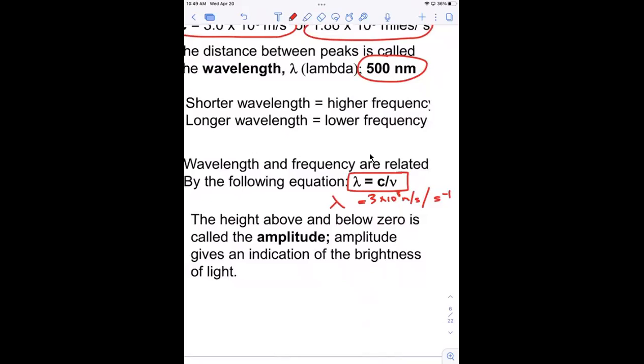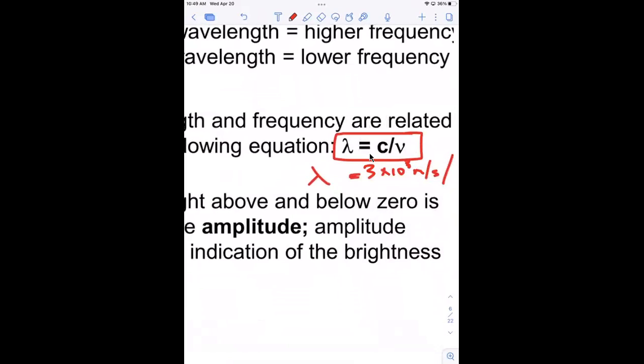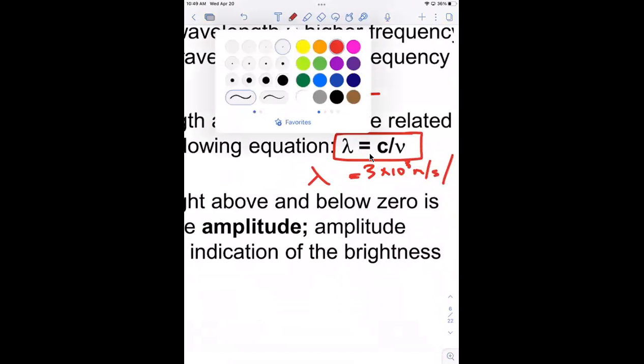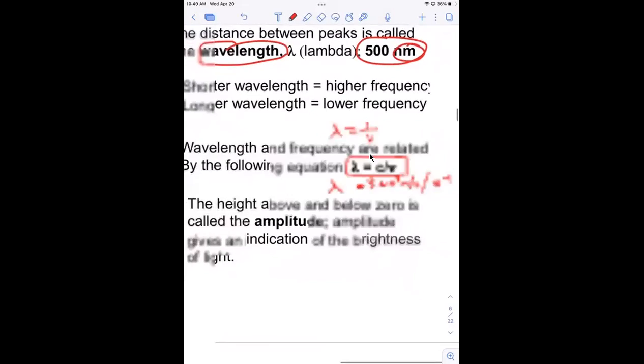Typically, your wavelengths are measured in nanometers, which is 10 to the minus 9 meters. And your frequency is typically measured in hertz. If you look at the relationship between them, you can see that the frequency and the wavelength are inversely proportional, right? So the wavelength is equal to, we can just say, 1 over the frequency. So they're inversely proportional.